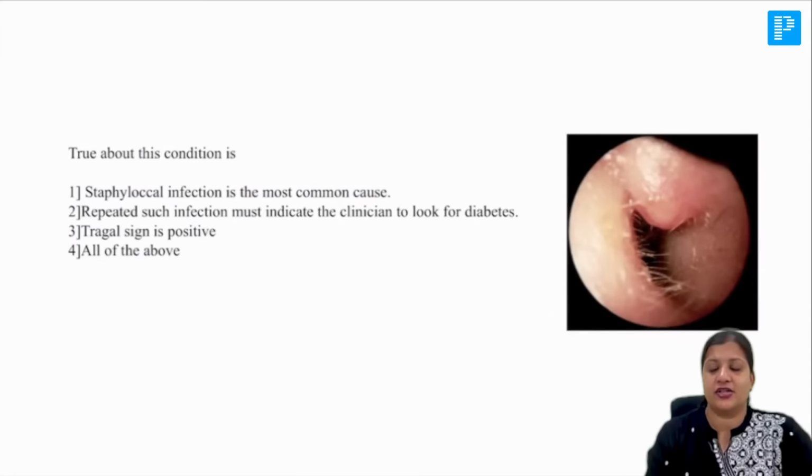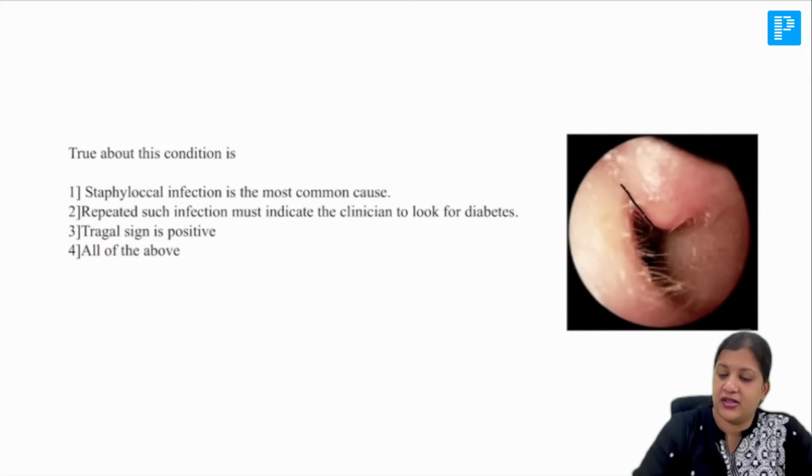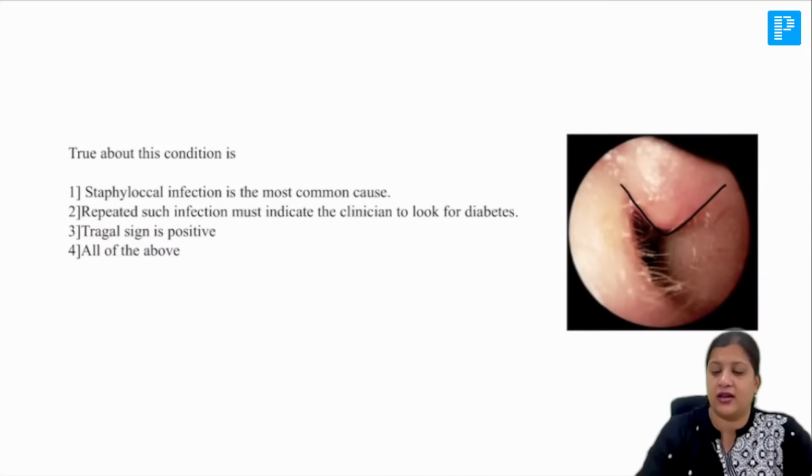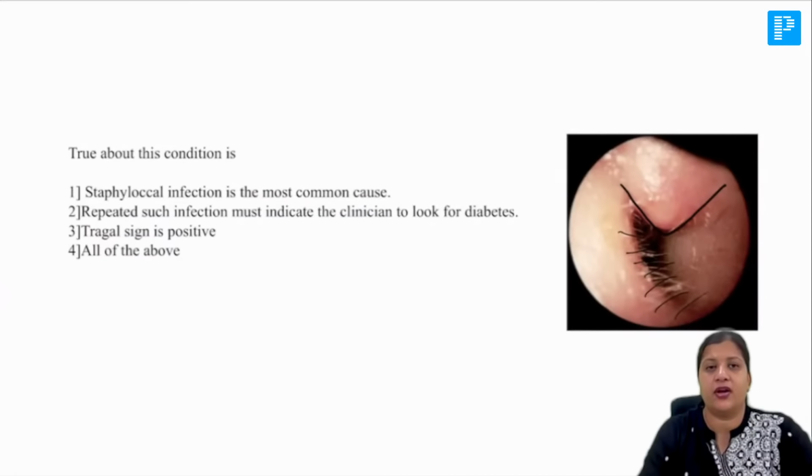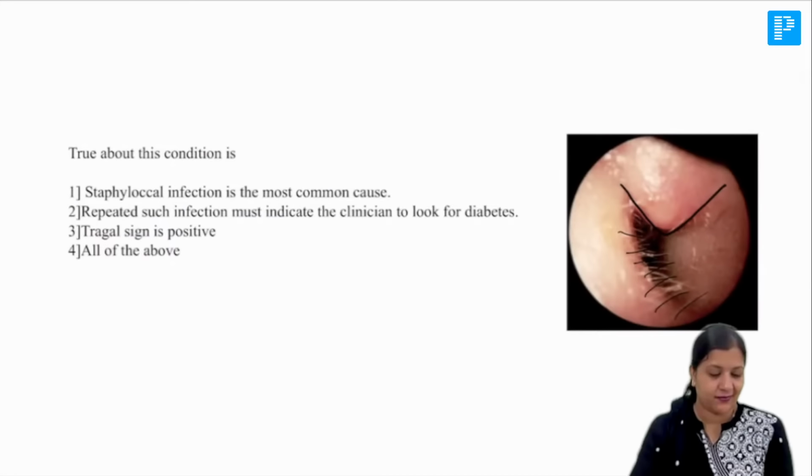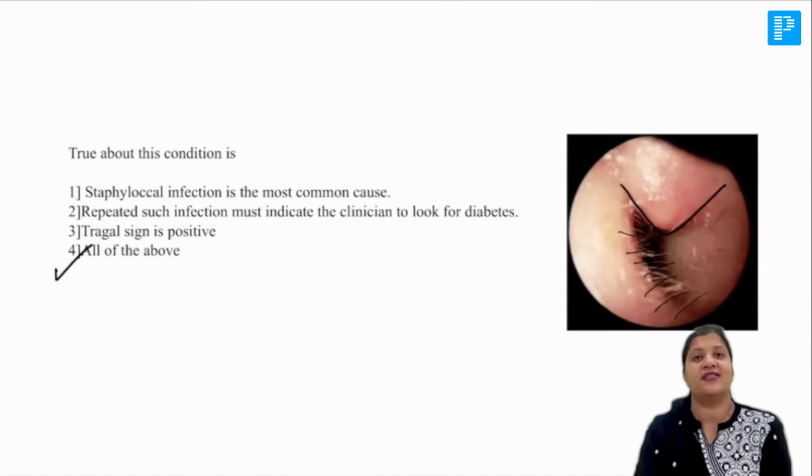True about this condition. You're seeing that there is a bulge here in the external auditory canal. You can see some hair also. So where are we? You think about it. What is true? Is staphylococcal infection the most common cause? Repeated such infection must prompt the clinician to look for diabetes. Tragal sign positive, all of the above. Yes, I see all of you are answering this right. So all of the above is the right answer.